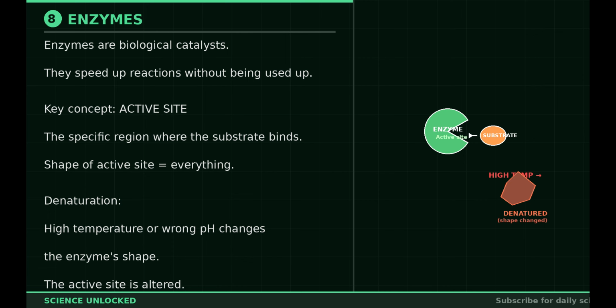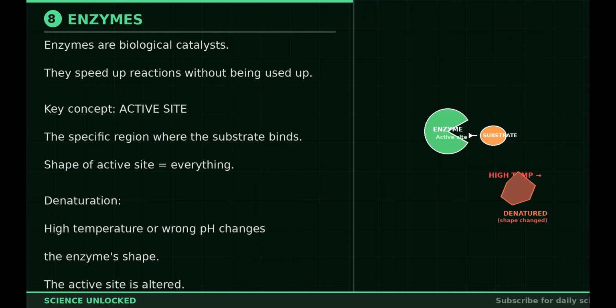Number 8. Enzymes. Enzymes are biological catalysts. They speed up reactions without being used up. What students get wrong, they think enzymes are destroyed by heat. Not exactly. Enzymes are proteins. When temperature rises above a certain point, or when pH strays too far from the optimum, the enzyme's shape changes. The active site, the specific region where the substrate binds, is altered. The enzyme can no longer hold its substrate.